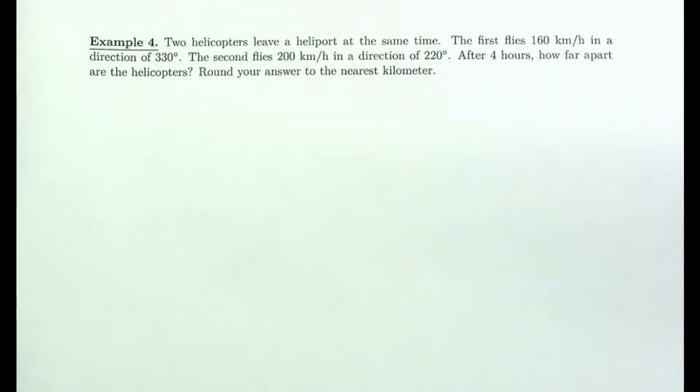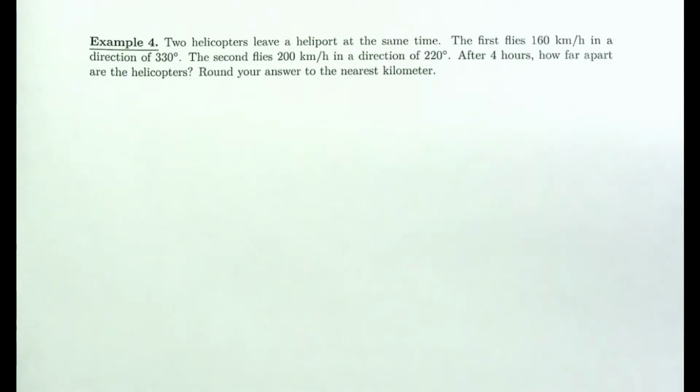Here's an application problem. It says two helicopters leave a heliport at the same time. The first flies 160 kilometers per hour in a direction of 330 degrees. The second flies 200 kilometers per hour in a direction of 220 degrees. After 4 hours, how far apart are the helicopters? Round your answer to the nearest kilometer.